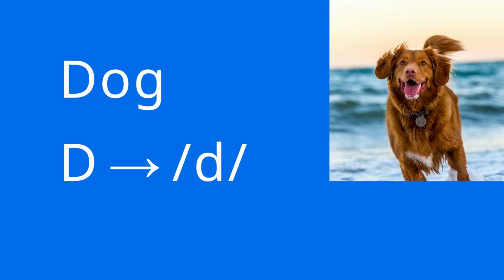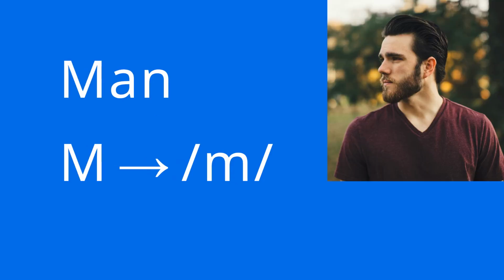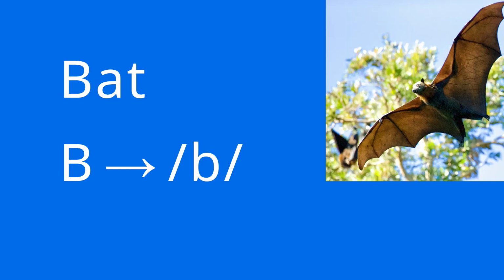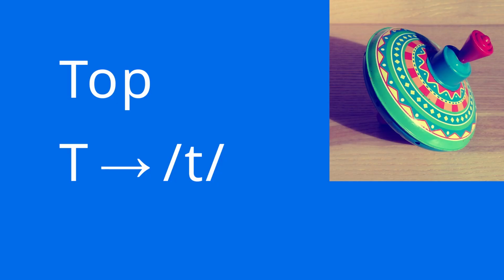Dog, man, sun. Let's do some more. Listen to the word. What sound do you hear at the beginning? We'll say the word, then pause so you can say the sound. Bat, top, pen, fish.